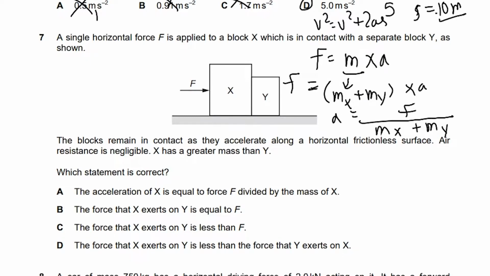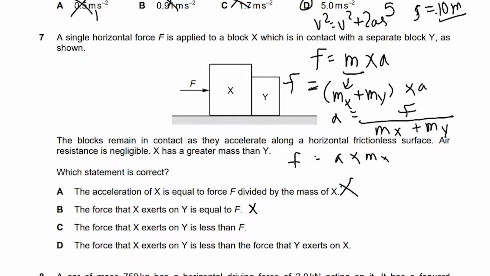Option A says the acceleration of X is equal to force divided by the mass of X. No. The acceleration of X is equal to force divided by the mass of block X and the mass of block Y. A is not the answer. B. The force that X exerts on Y is equal to F. No. The force that X exerts on Y is equal to this acceleration, which is F upon mx plus my, multiplied by the mass of Y. And obviously this will be less than the force because the denominator mx plus my is greater than mx. So B is not the answer.